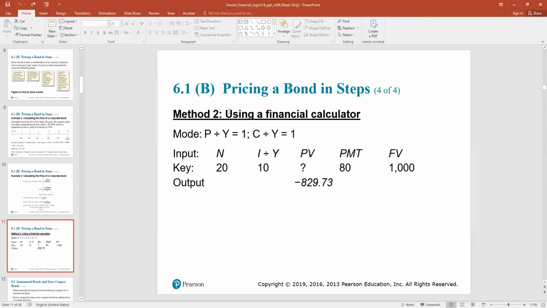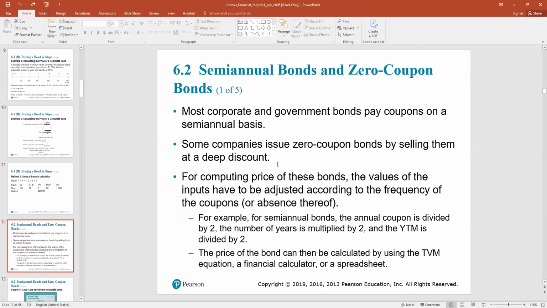And you can use the financial calculator, put in the numbers and compute the PV. Okay, what if it's semi-annual? Semi-annual means the bonds pay the coupons semi-annually, twice in a year. Most corporate and government bonds pay coupons on a semi-annual basis. And some companies issue zero coupon bonds, meaning there are no coupon payments. You only pay the price and you will receive the principal amount.